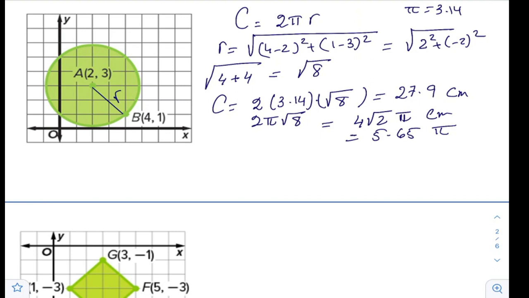So square root of 8 times 3.14 times 2. Let's check again. 2 times 3.14 times the square root of 8. I'm checking. Oh, this is wrong answer. 17.8. It is 17.8.